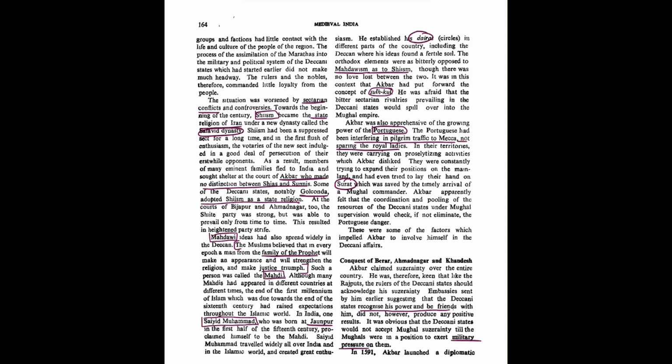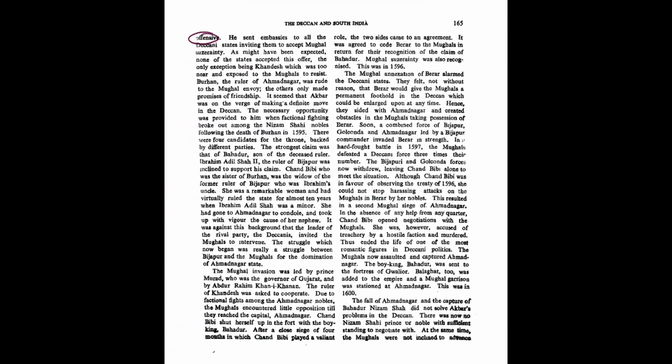In 1591, Akbar launched a diplomatic offensive. He sent embassies to all the Deccan states inviting them to accept Mughal suzerainty. As might have been expected, none of the states accepted this offer, the only exception being Khandesh, which was too near and exposed to the Mughals to resist. Burhan, the ruler of Ahmednagar, was rude to the Mughal envoy. The others only made promises of friendship. It seemed that Akbar was on the verge of making a definite move in the Deccan.